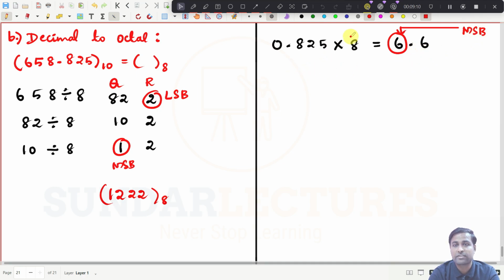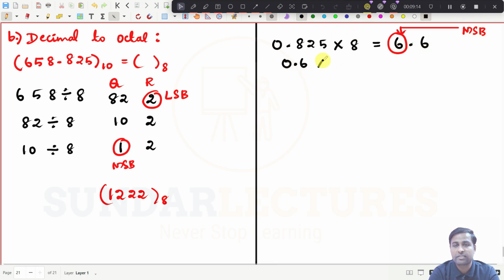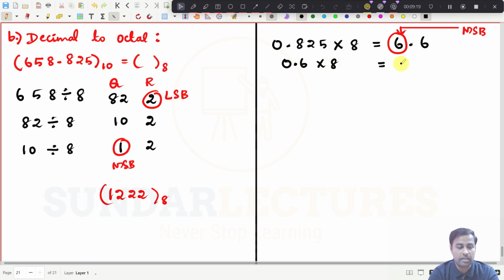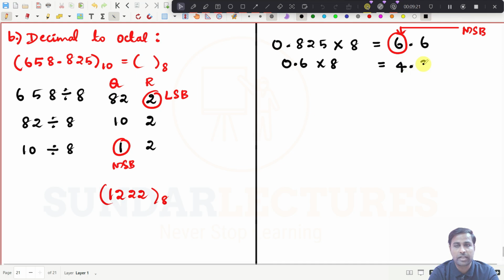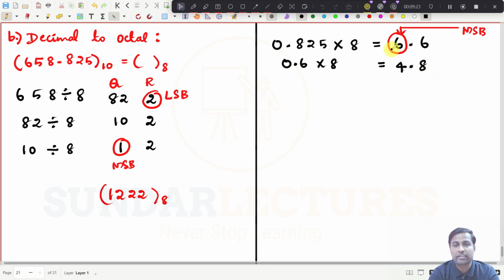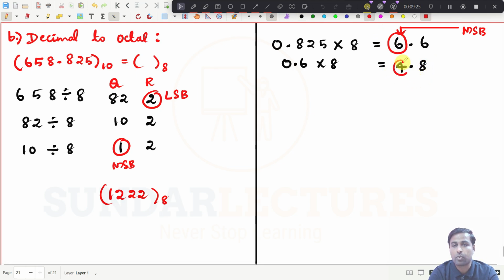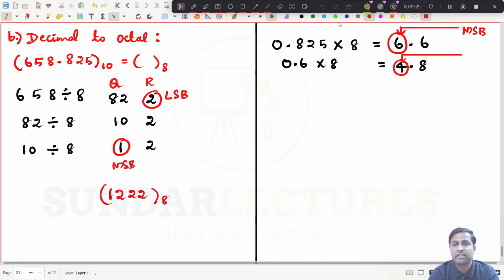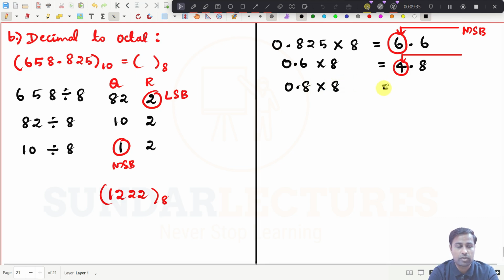And you have to take this 0.6 out from here. So it will be 0.6 multiplication of 8. For this one I'm getting 4.8, and you have to take this 4 out. This is the answer part, and this 0.8 has to be taken again outside. So this will be 0.8 multiplication of 8. If I do so, I am getting 6.4, and I take 6.